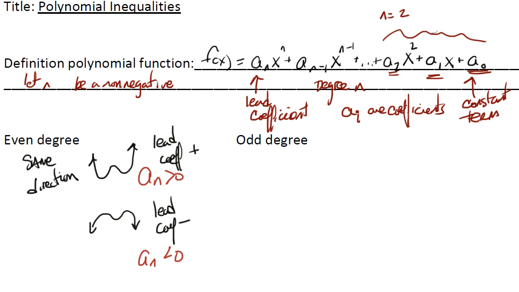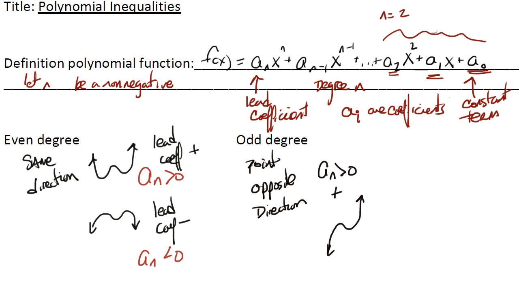Now, odd degrees point in opposite directions. So the endpoints will point in the opposite direction. If a_n is greater than 0, that means the lead coefficient is positive, and it'll look something like this. You can have a bunch of bumps in the middle, peaks and valleys, but generally one's going to go up, one's going to go down.